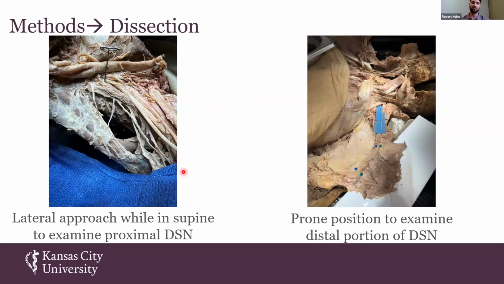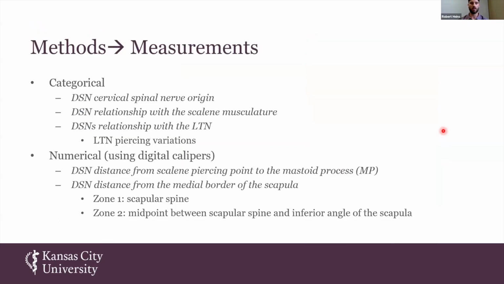So during dissection, we took a lateral approach while the cadavers were in supine position to find the dorsal scapular nerve here and the long thoracic nerve. And we were able to take measurements from this position. And then once we were done with that position, we flipped them into prone here, and we were able to visualize the dorsal scapular nerve as it travels down the rhomboid muscle here. We took many measurements during this study, some categorical, some numerical, using digital calipers for numerical measurements.